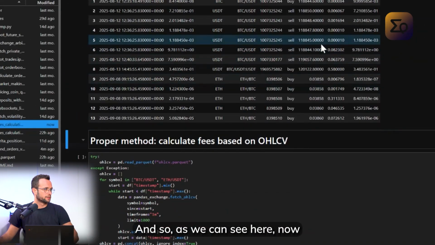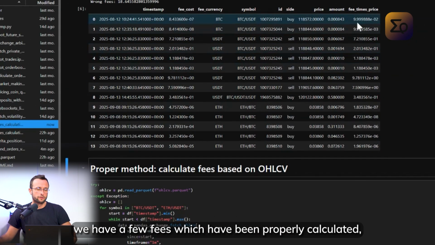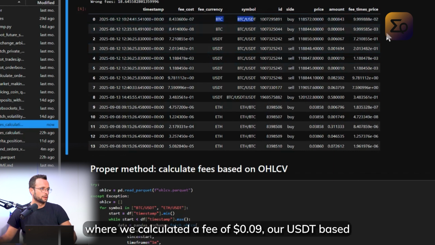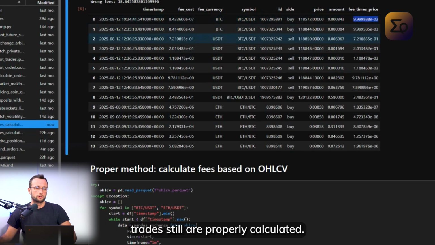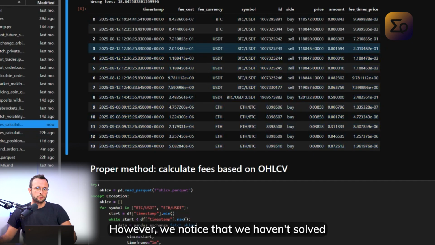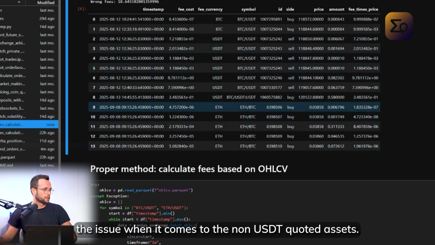And so as we can see here now, we have a few fees which have been properly calculated, such as this BTC USDT buy trade, where we calculated a fee of 9 cents. Our USDT based trades still are properly calculated. So here we have a total of 70 cents and 20 cents here. However, we notice that we haven't solved the issue when it comes to the non-USDT quoted assets.